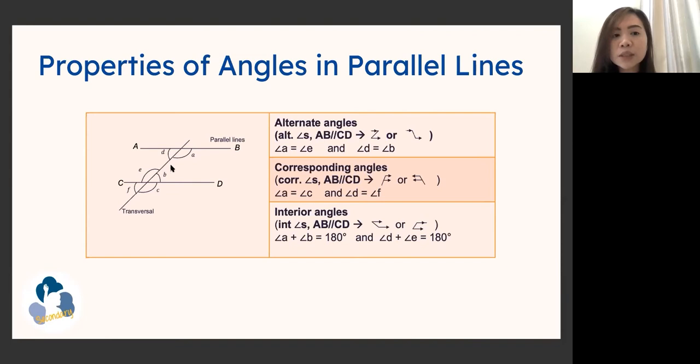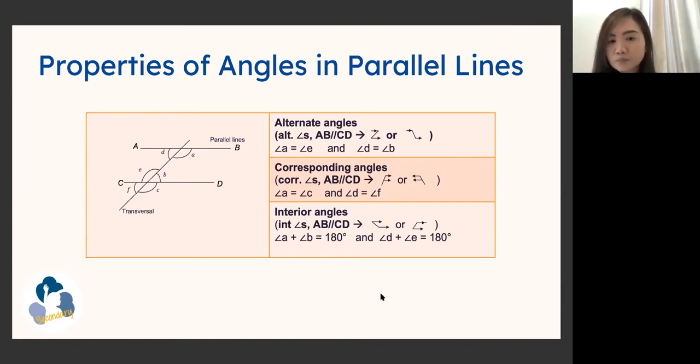Another way, of course, is to use the transversal line as a guide. So you look at the transversal line. Corresponding angles will always be on the same side. In other words, either both are on the right or both on the left. They are always on the same side of the transversal line, and only one of them will be between the parallel lines, not both, only one.